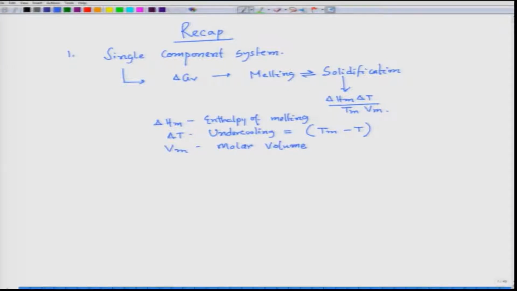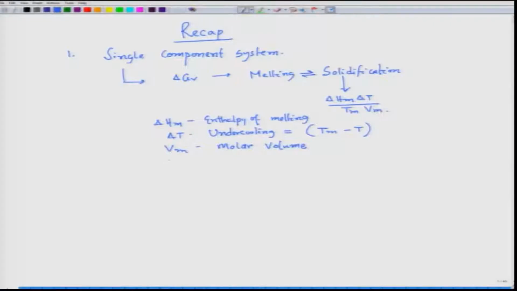During derivation of this particular expression we did not consider the change in molar volume from solid to liquid transformation or liquid to solid transformation. And Tm is the melting temperature. Interestingly, this Tm is the melting temperature when the system is in equilibrium and the curvature effect is nil. Now, this del GV is later used to find the nucleation rate.